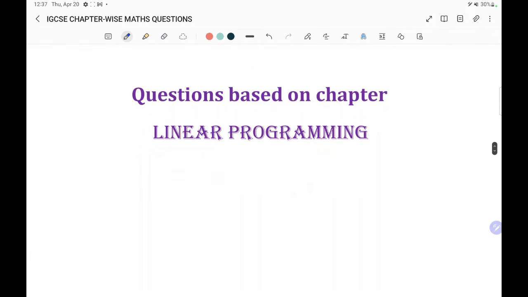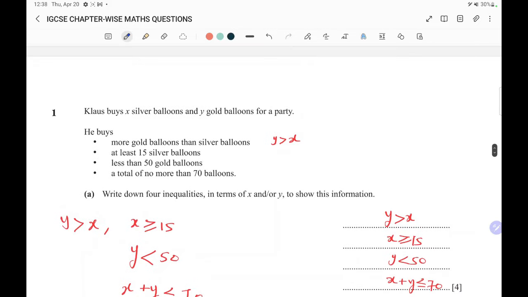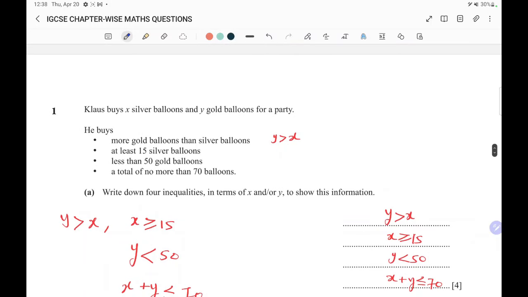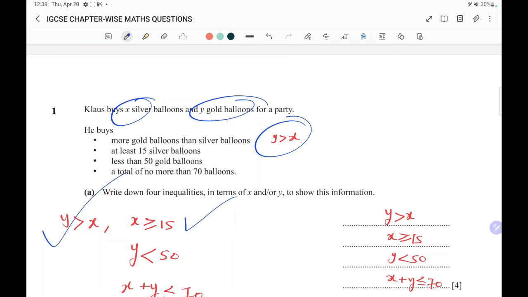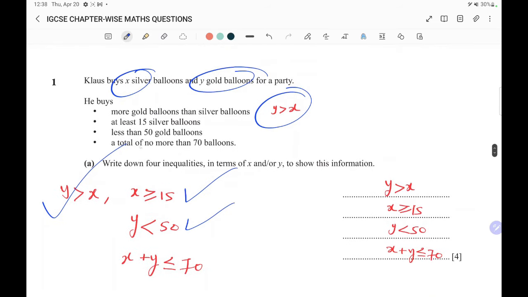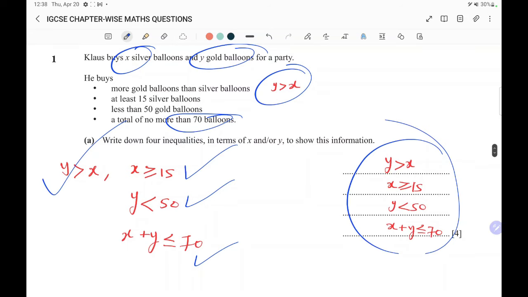Now questions based on linear programming. This is a very important concept, guys. Klaus buys X silver balloons and Y gold balloons for a party. Now he buys more gold balloons than silver balloons. So gold is Y, X is silver, so Y greater than X. First result: at least 15 silver balloons. So X is greater than or equal to 15. Less than 50 gold balloons. So Y less than 50. A total of no more than 70. So X plus Y less than or equal to 70, because no more than 70. So just you have to write these here.